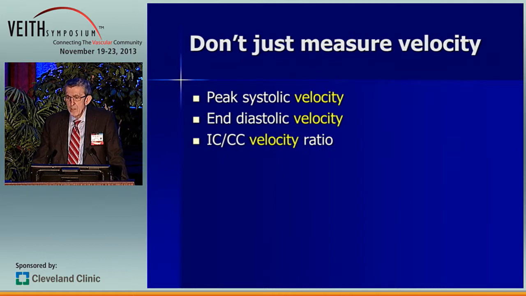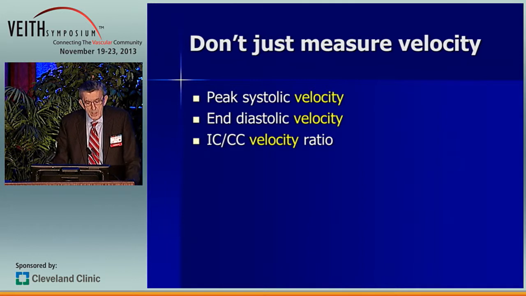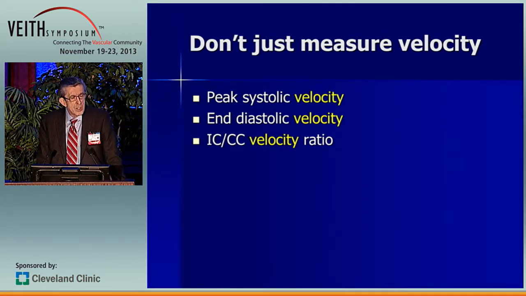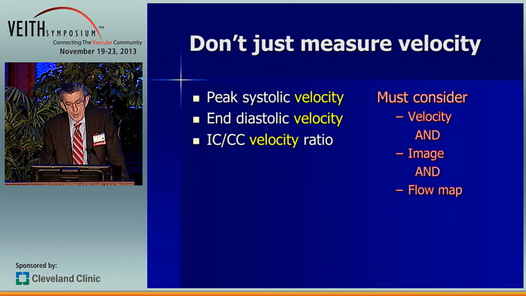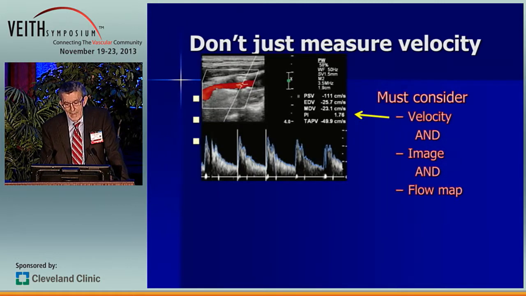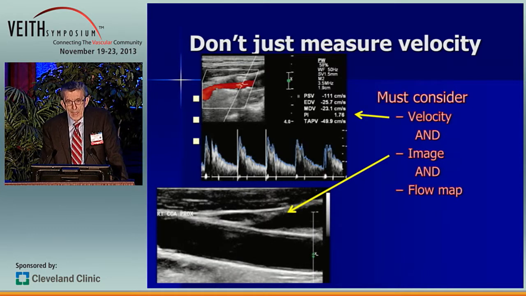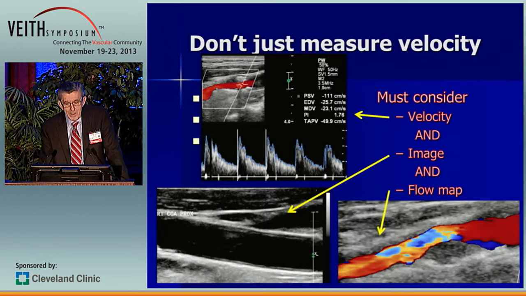Bottom line of my talk is don't just measure systolic velocity, diastolic velocity, or IC-CC ratio. This is commonly done now and becoming increasingly common, avoiding the recommended guidelines. Rather, one should consider velocity and the image and the flow map and disturbed flow in making a final decision. That's my conclusion in summary. Let me go to some of the data.